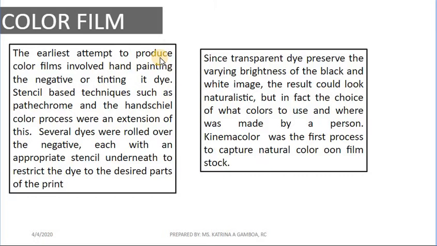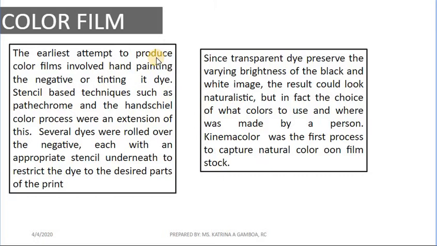Okay. Punta na tayo kay color film. Tanungin ko sa inyo, kung papipiliin kayo, black and white or color film? Color film. Bakit? Mas okay po pag may color. Mas nakikita, mas malinaw.